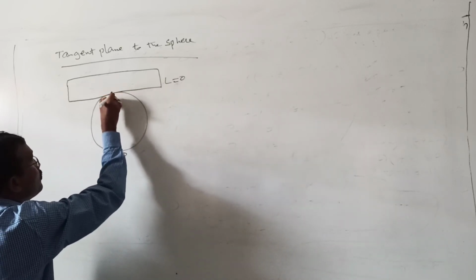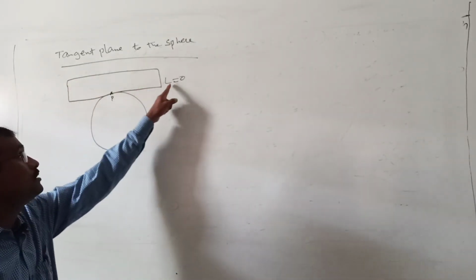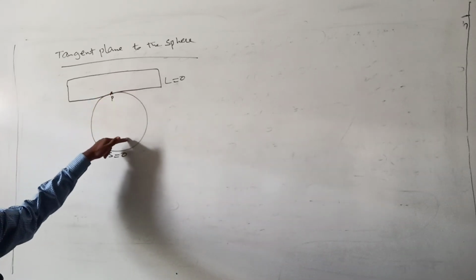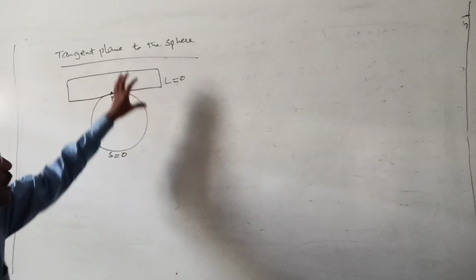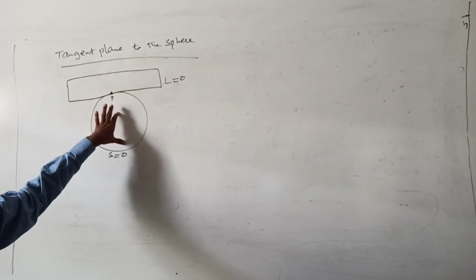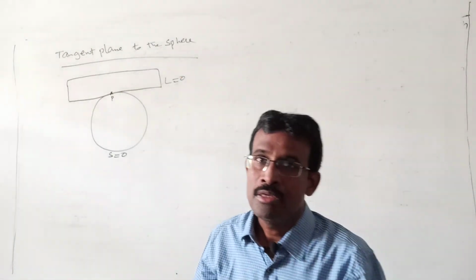I take that point as P. The plane has the notation L equals 0. This plane and the sphere are intersecting each other and only one common point is there. Now we say this plane is a tangent plane to this sphere.